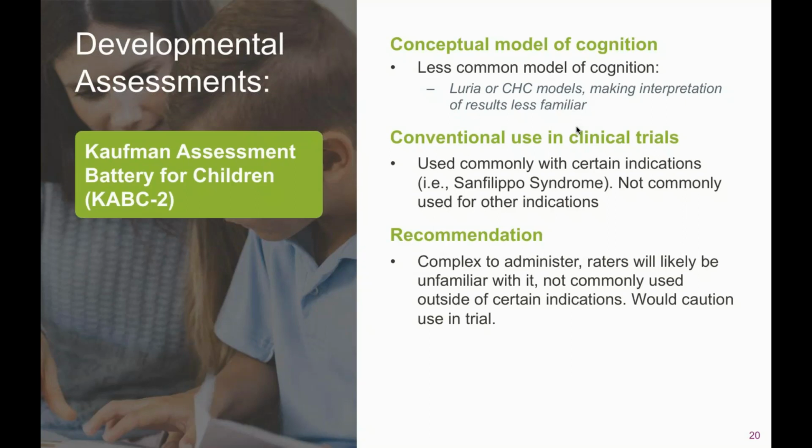And as an overall recommendation, it's complex to administer, and raters will likely be unfamiliar with it outside of the specific indications where it has a strong history. So for those indications, I definitely recommend it; outside of those indications, I would use it with caution.